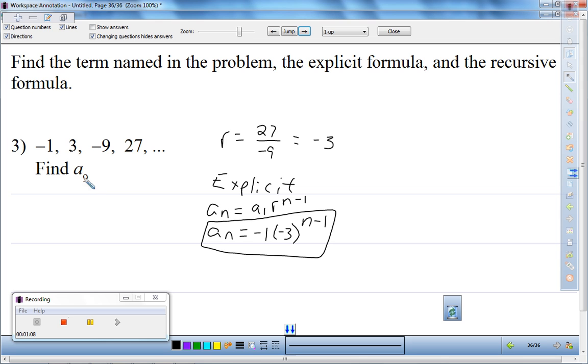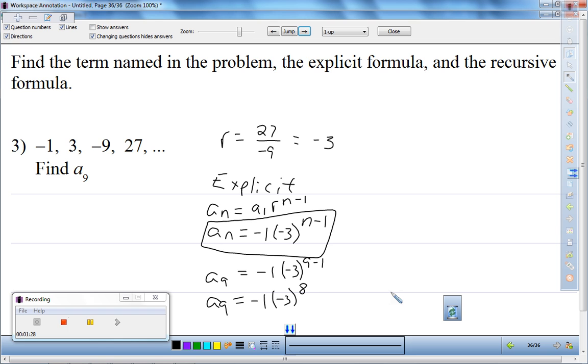Okay, and I'm going to go ahead and find the ninth term over here. So let's go. A sub 9 is equal to negative 1 times negative 3 to the 9 minus 1 power. So we end up with a sub 9 is equal to negative 1 times negative 3 to the 8th power. Now here, be careful with your calculators, because anytime you have an even power, you'll end up with a positive number. So when we take negative 3 to the 8th power, that's going to be a positive number.